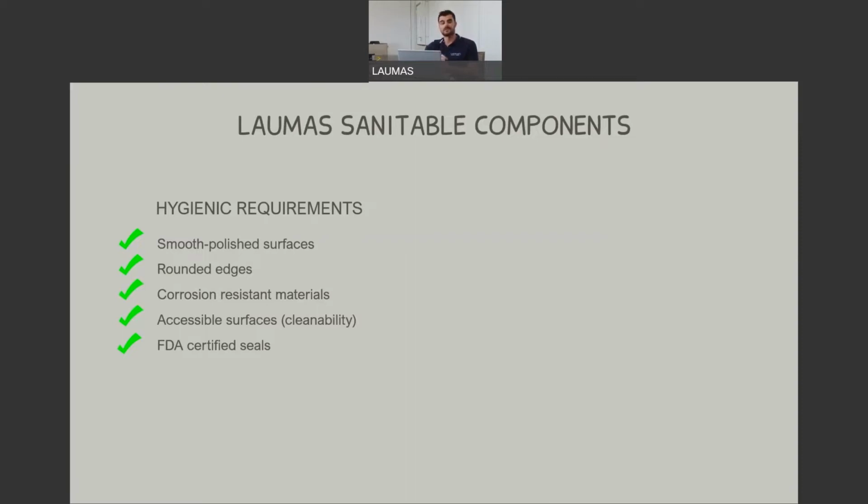For example, we had to make radii greater than 5 mm. We had also to follow draining requirements and accessibility for cleaning and inspection. Also, to obtain this approval, we have to use food contact cables and food grade silicone seals. So thanks to all these requirements that we respected, we obtained our 3A approval.